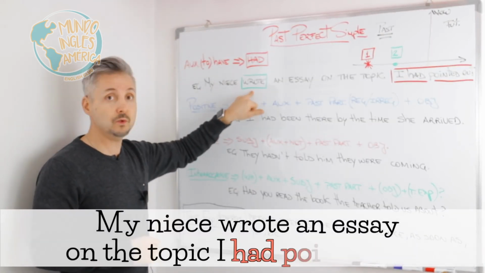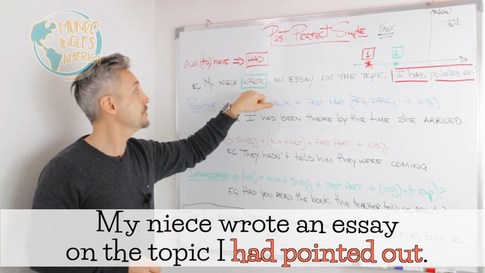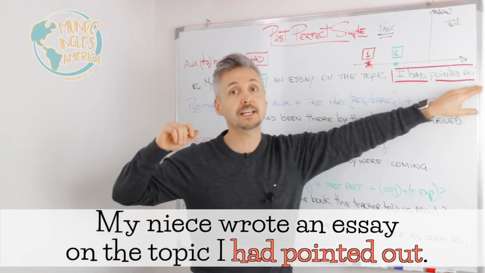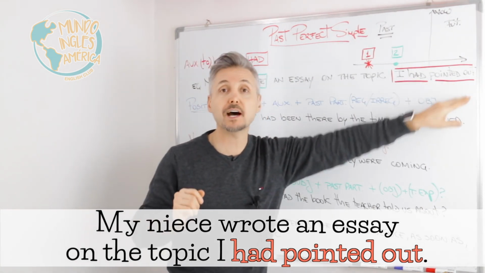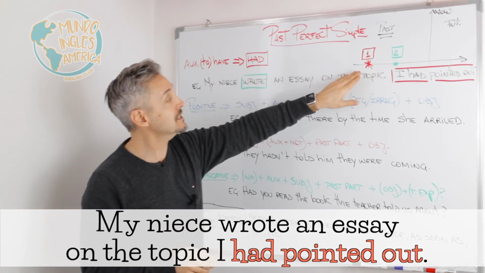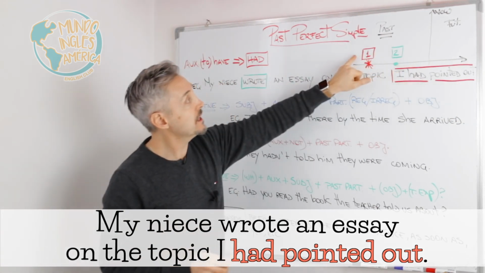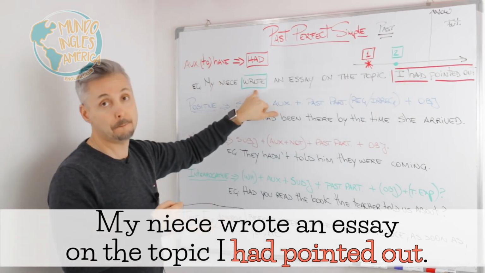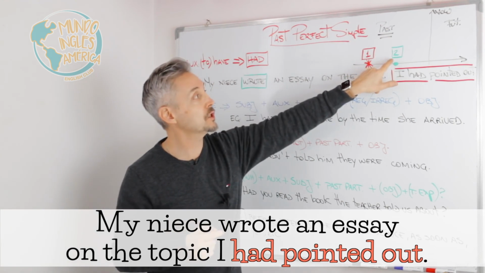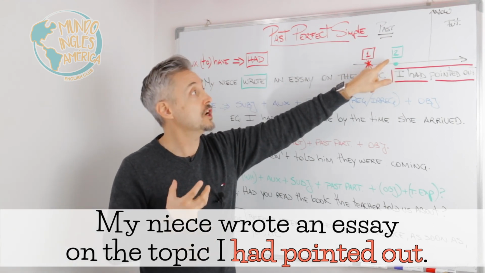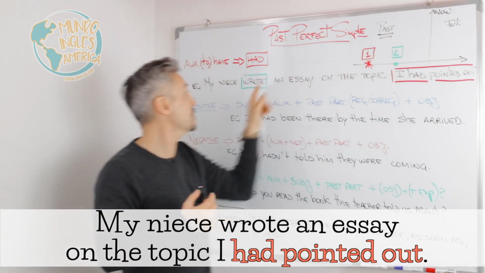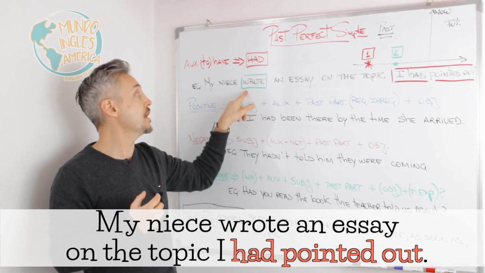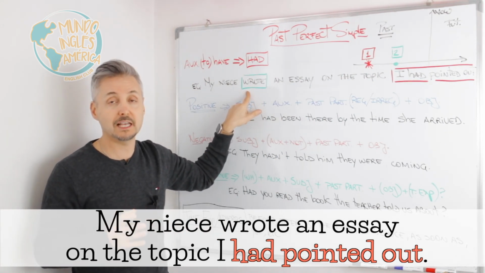My niece wrote, this is the past simple, an essay on the topic I had pointed out. So I had pointed out is the past perfect. And you can see on the timeline, number one is the past perfect. So this one happened before another past, wrote. And this is number two. So which is the closest to the present is wrote, not had pointed out. Had pointed out is before the past simple in this case.